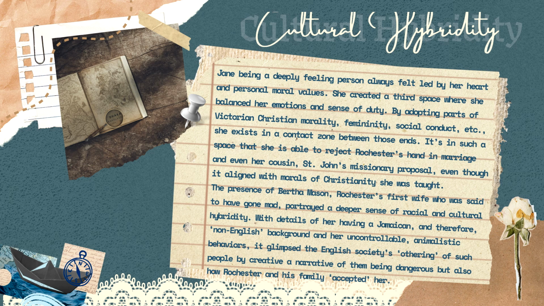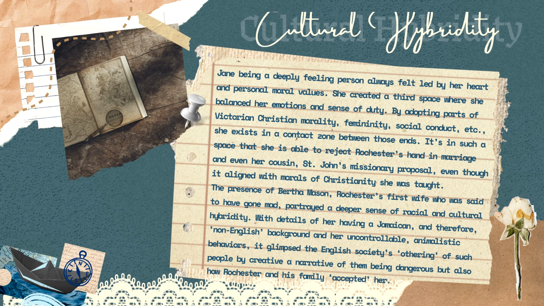The presence of Bertha Mason, another character who deeply influenced a huge turn in Jane Eyre's life in the novel, was Mr. Rochester's first wife, who was said to have gone mad. She was portrayed with a deep sense of racial and cultural hybridity, with details of her having a Jamaican background and therefore a non-English background. This narrative was added to by details of her behavior, which were understood as uncontrollable animalistic behaviors.